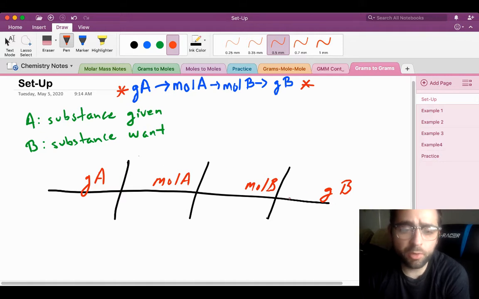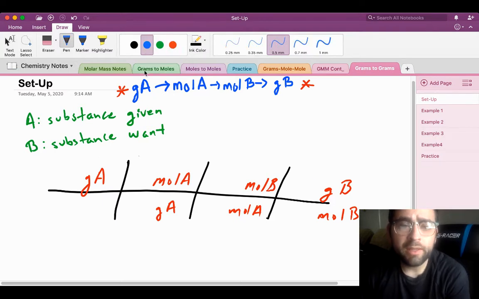And then for the bottom part, we know that whenever we write something on top, we write it at the bottom. So because gram of A is here at the top, gram of A goes here at the bottom. Mole of A here at the top, so mole of A goes right here at the bottom. And mole of B on top, so mole of B has to go at the bottom. That way we can cancel off all these units, and we're left with just what we need.